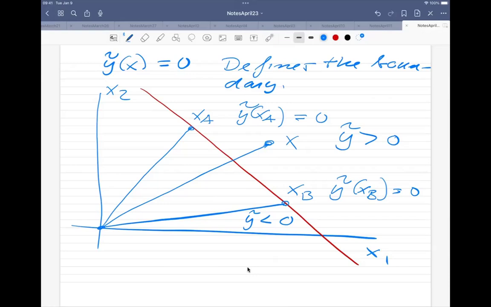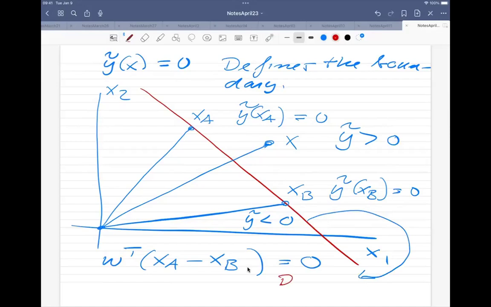Another thing to notice now is that if I take w transpose and multiply that with x of a minus x of b, remember that the full model has a plus w0, but since I'm subtracting y of x of a and x of b, w0 disappears. So we see that this has to be equal to 0. This line which we have here, if we are looking at more than a two-dimensional case, is normally called a decision surface. So let's just put up the name, decision surface.